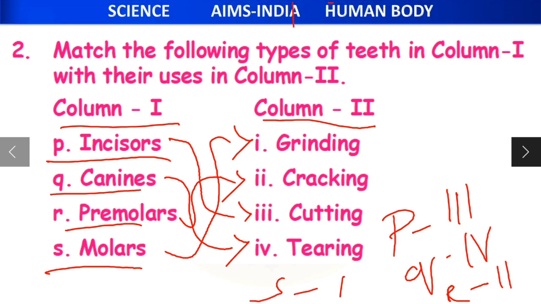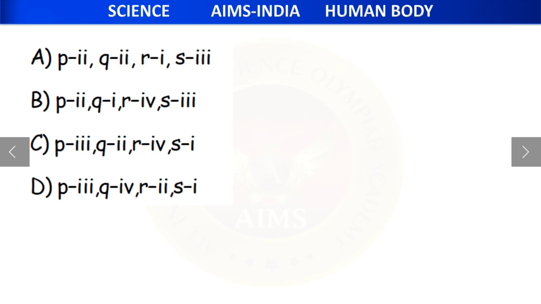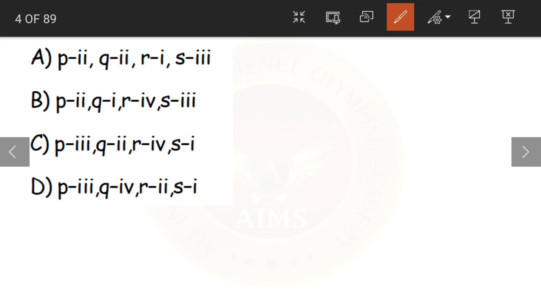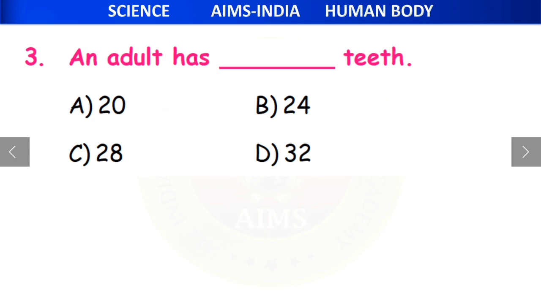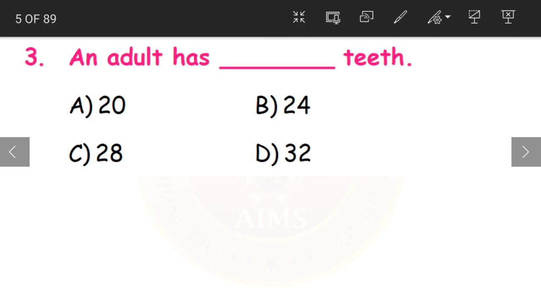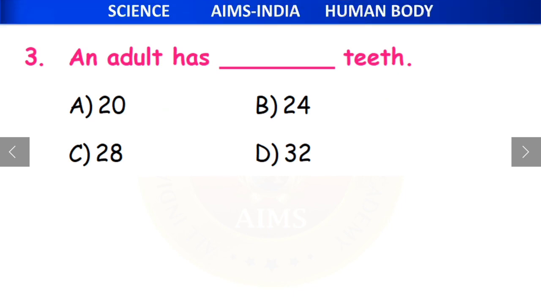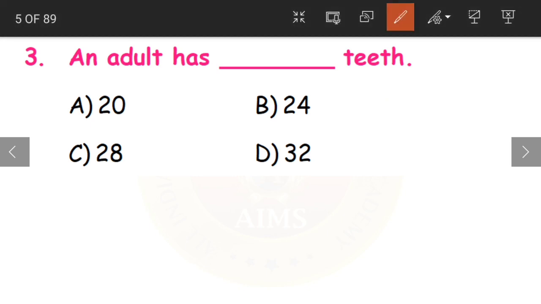So let us see how they match with our options. Yes, you have the option at the last. See here, children, D option, P3, Q4, R2 and S1. So this is the right answer. Now the third one, an adult has dash teeth. An adult, a grown up person. How many teeth do they have? They get a complete set of teeth. So that is 32. D is the correct answer.